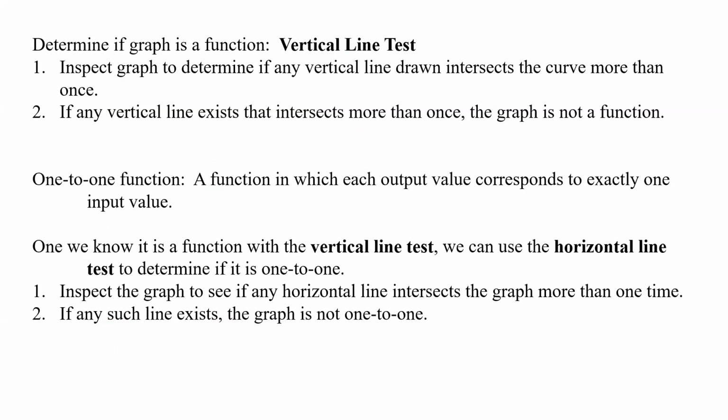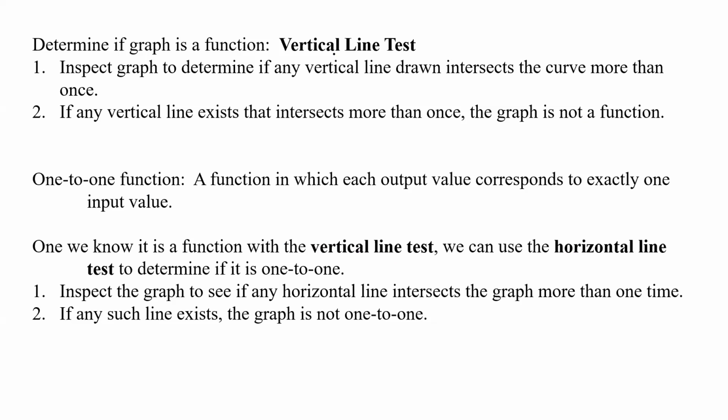it only crosses one time, then the next thing to look at is, well, is it a one-to-one function? What does that mean? Well, a function in which each output value corresponds to exactly one input value is going to be one-to-one. So once we know it's a function with the vertical line test, then we're going to move over to the horizontal line test to determine if it's one-to-one.